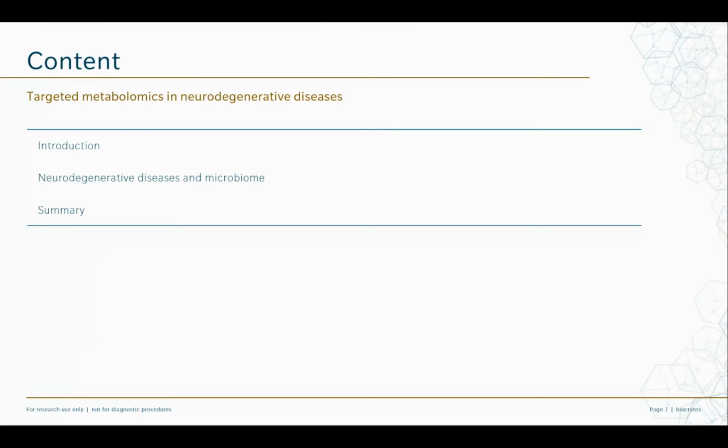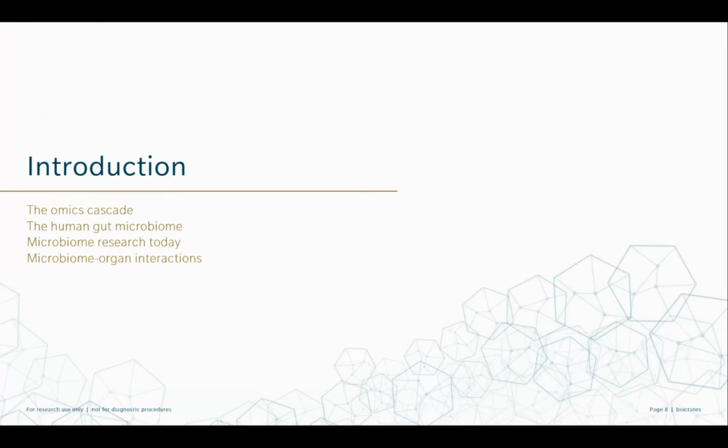And in the second part, which will be our focus today, we will discuss the link between neurodegenerative diseases and the gut microbiome and the importance of the metabolism here. In the end, we will summarize today's learning. So stay tuned and find out how you can apply targeted metabolomics in neurodegenerative diseases. So let's start with a brief introduction to the human gut microbiome and how you can study it with metabolomics.